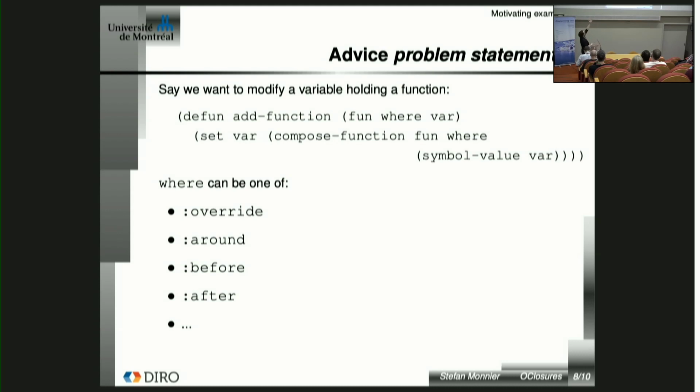So you have this add function, and it takes 2 arguments. Actually 2 plus 1, there's always this off by 1. You have first a function you want to add, the variable to which you want to add this function, and the way in which you want to combine the two, which I call where. You can execute fun before the original function, or after the original function, or around the original function. You get the idea.